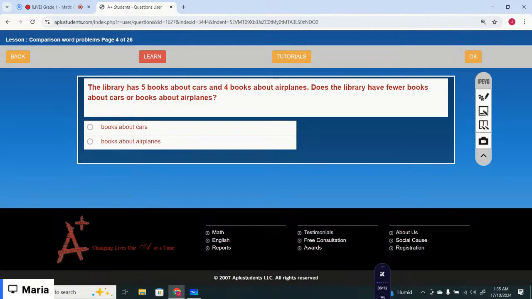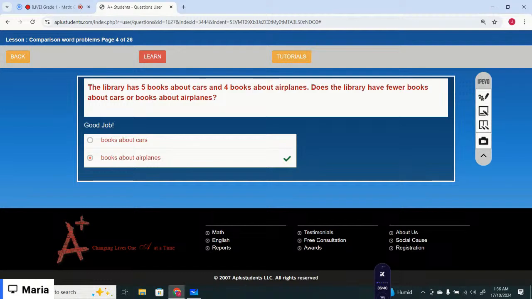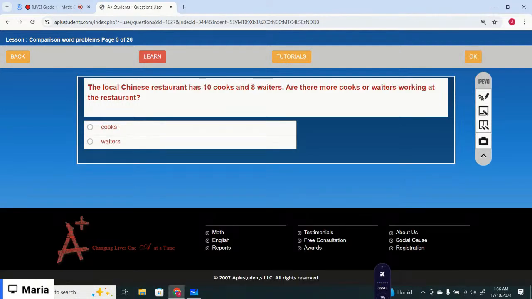The library has 5 books about cars and 4 books about airplanes. Does the library have fewer books about cars or books about airplanes? So 5 books about cars and 4 books about airplanes, right? So you have to see which books were fewer. So obviously airplanes, right? Because 4 is fewer than 5. So books about airplanes are fewer than books about cars. Got it? Very good.